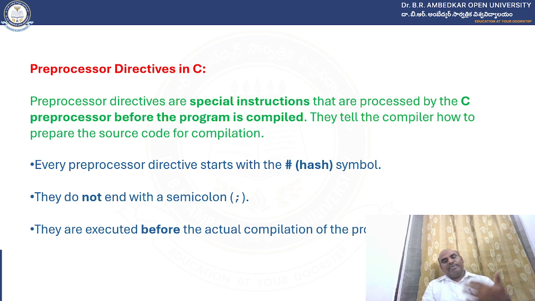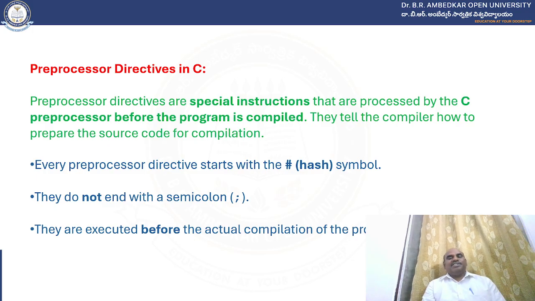So before compiling, preprocessor directives give the instructions. They tell the compiler how to prepare the source code for compilation. This kind of instruction is given by preprocessor directives.